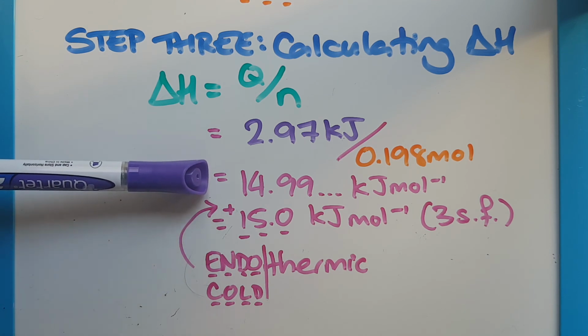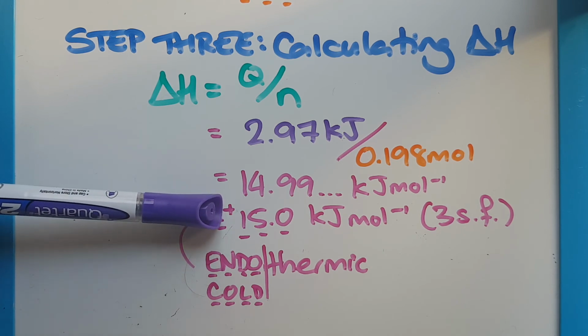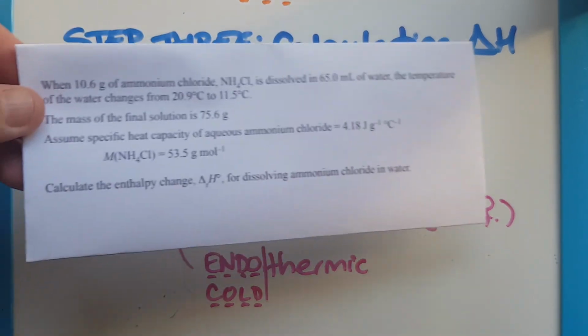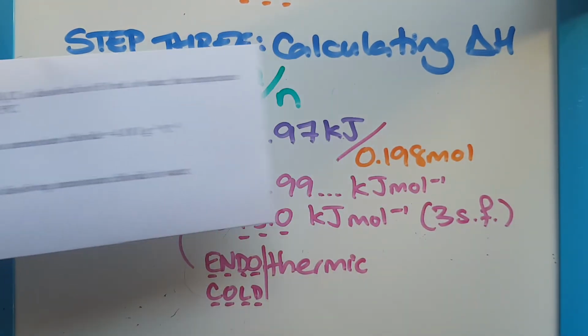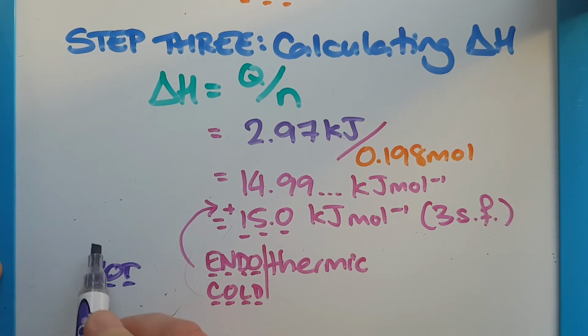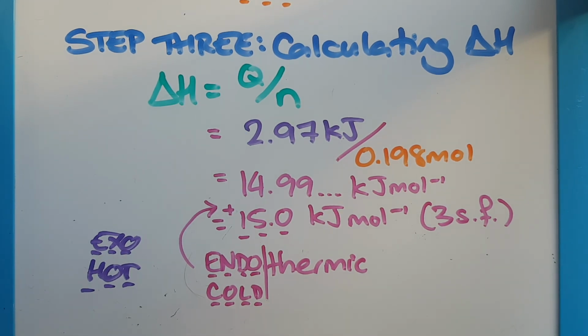Then my last thing is to round this off to 3 significant figures, and I get 15.0. And then I have to decide, is it a positive or negative value? If I go back to the original question, the temperature decreased. It got cold. The way I tend to remember this is cold has 4 letters, endo has 4 letters. Hot has 3, exo has 3. So if you want to look at the contrast of that, for exothermic, there we go. So there's a nice easy way to remember. If it was exothermic, of course, it would be a negative value in here.